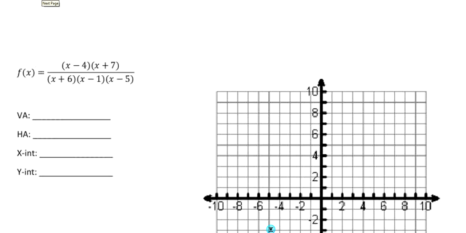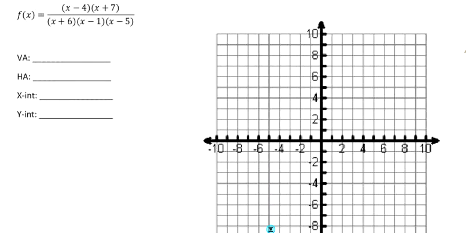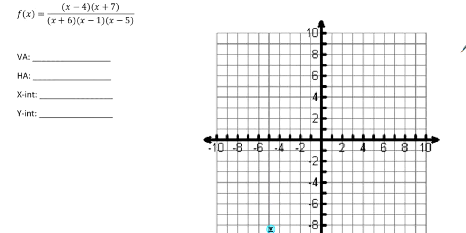Okay, same thing. We're going to attack it the same way. Find the information, graph my information, and then figure out what I've got and what I need. So again, we're following top, bottom, both 0. The top solutions, which are +4 and -7, those are my x-intercepts. The solutions on the bottom are my vertical asymptotes: -6, +1, +5.